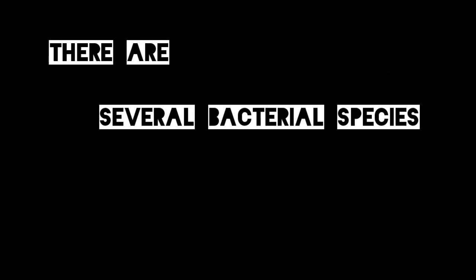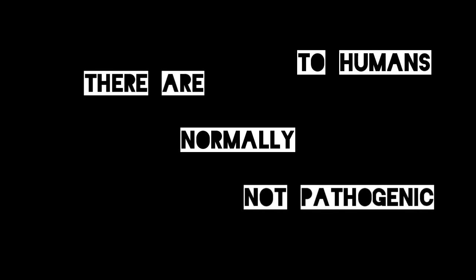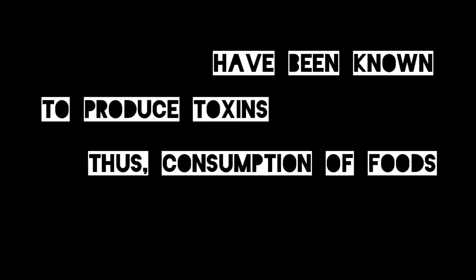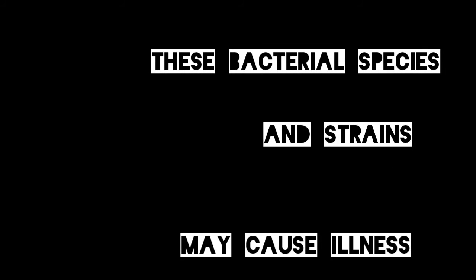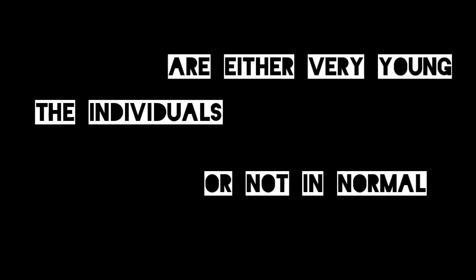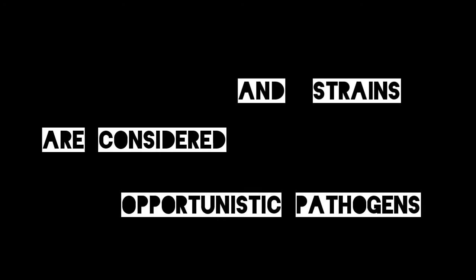There are several other bacterial species that are suspected of having the potential to cause food poisoning. Normally, they are not pathogenic to humans, but strains in these species have been known to produce toxins. Thus, consumption of foods contaminated with these bacterial species and strains may cause illness, especially under certain circumstances, such as if they are consumed in extremely high numbers, or the individuals are either very young or not in normal physical conditions. These bacterial species and strains are considered opportunistic pathogens.